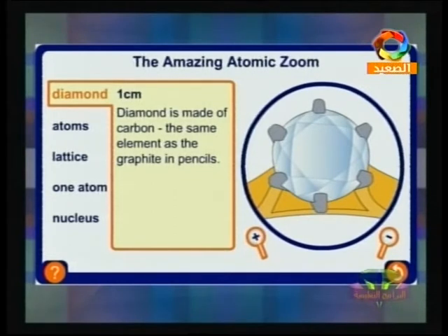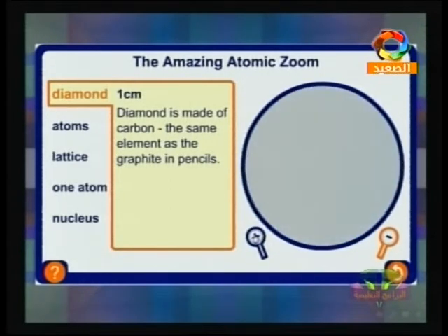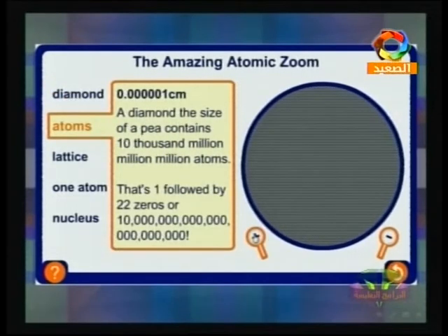After that, we have an amazing atomic zoom. What's meant by this? We have a diamond, for example, or a piece of graphite, 1 centimeter in size. A diamond is made of carbon, the same element as the graphite in pencils. If I go inside this piece of material, what will you see under the microscope? Very small particles. A diamond the size of a pea contains 10,000 million million million atoms. It's a very, very large number.